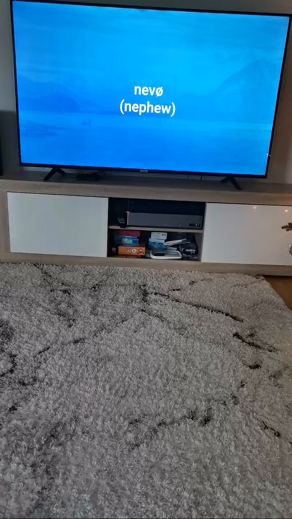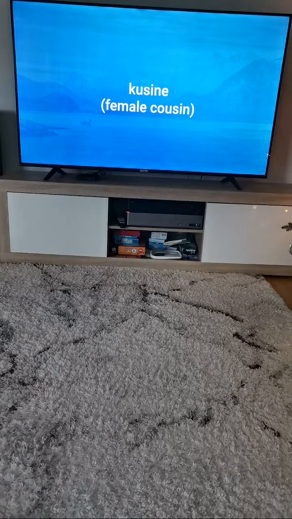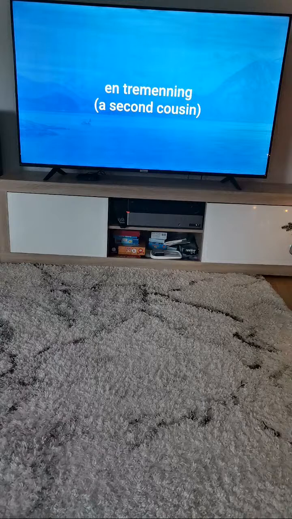Nephew is nevø. Niece is niese. Cousin is søskenbarn. Et søskenbarn. A female cousin is kusine. A male cousin is fetter. Second cousin is tremenning.